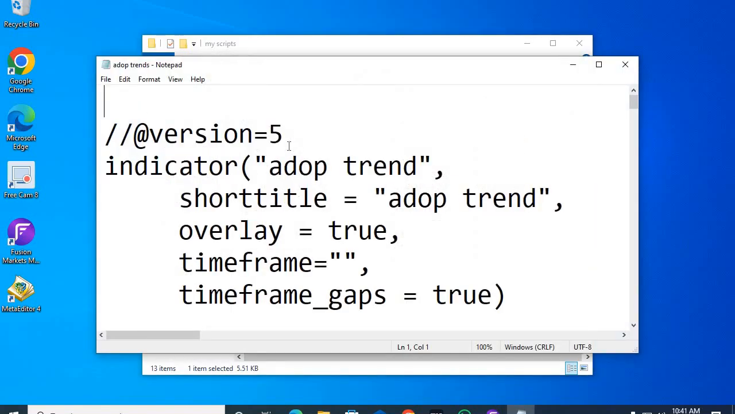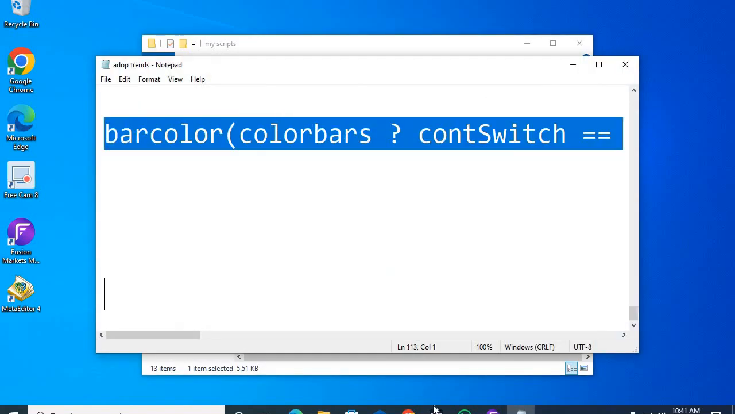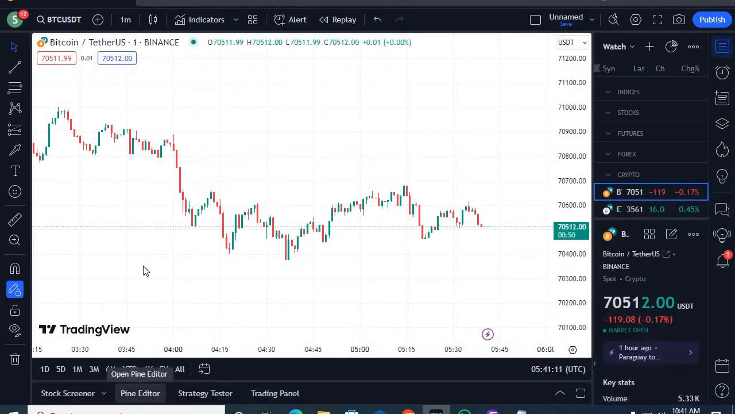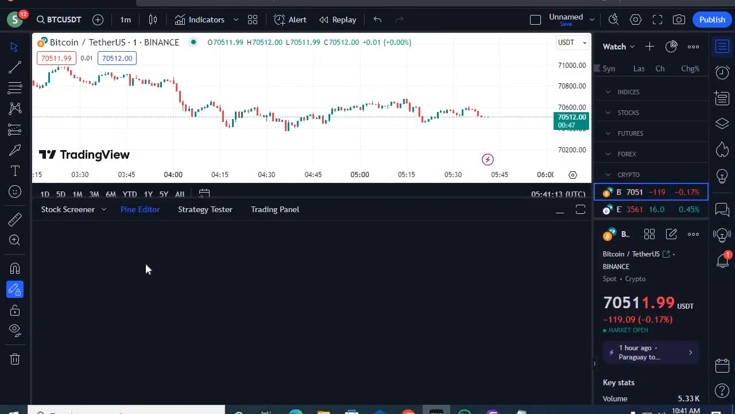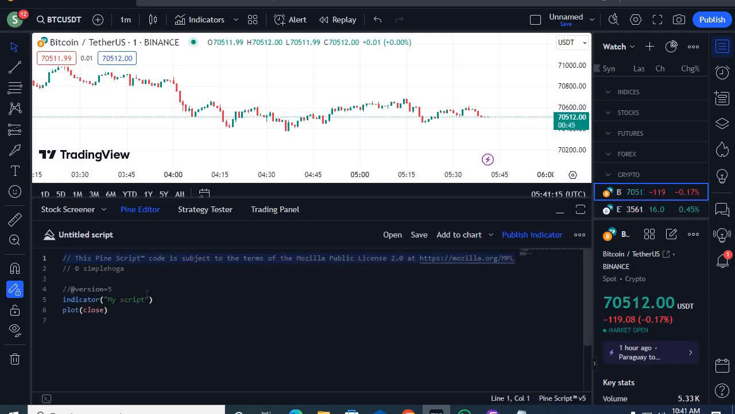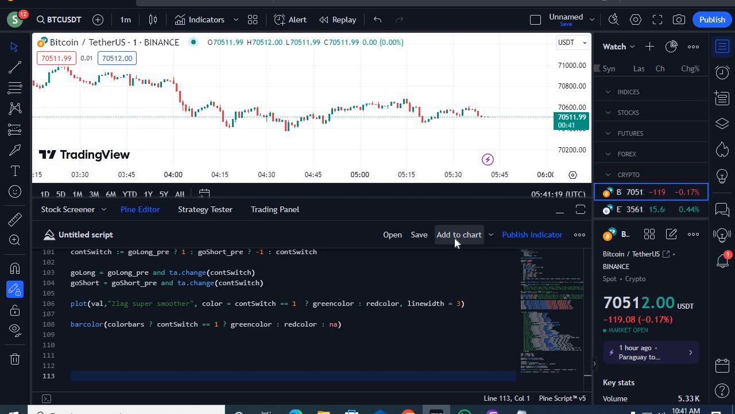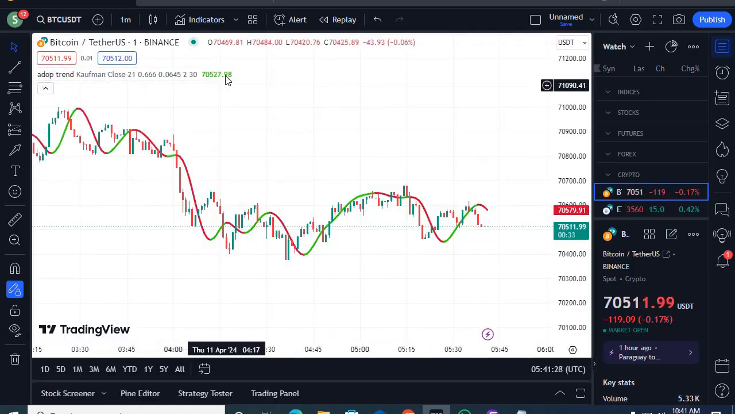So first of all we need to copy the code, Ctrl+A, Ctrl+C, then go to your TradingView chart and go to Pine Editor, and here you will find an option to paste your code, Ctrl+A, Ctrl+V, and then here you find the option Add to chart, and here we go, and we need to change some settings.